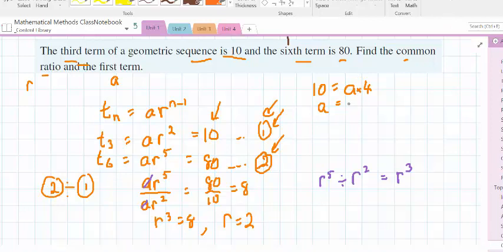A would be 10 divided by 4, which is 2.5. Or perhaps more handily, 5 over 2. Last example now.